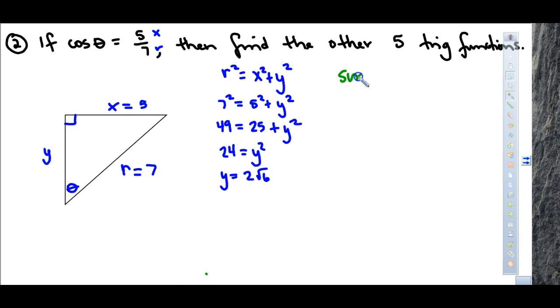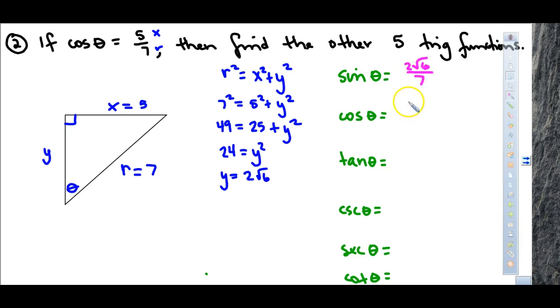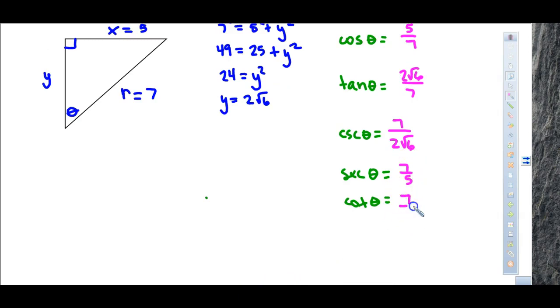So then I am going to figure out what sine, cosine, tangent, cosecant, secant, and cotangent are. So again, sine is y divided by r. Cosine was given to me, but I always list the ones that are given to me. I just like to list all 6 of them together. Tangent is y divided by x. Cosecant, I'm going to flip sine. Secant, I'm going to flip cosine. Cotangent, I'm going to flip tangent. And then I'm going to come back and I am going to rationalize these denominators.